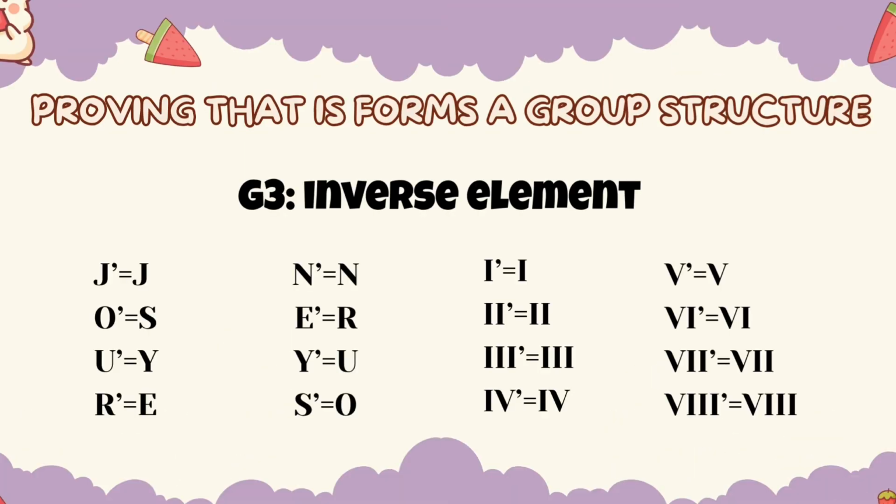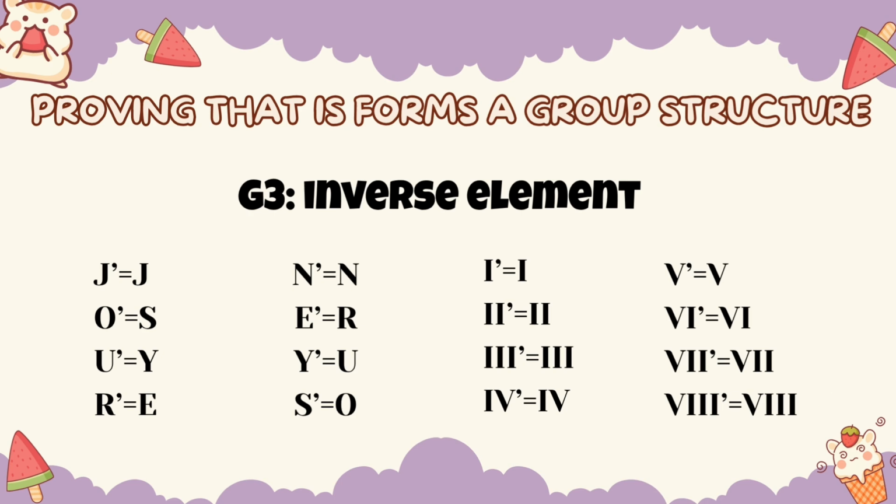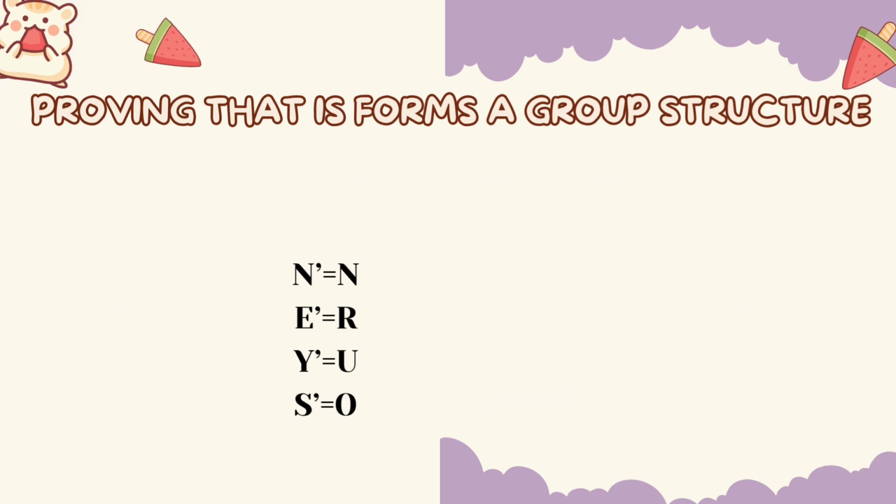And to conclude the inverses of the elements that we have: the inverse of J is equal to J, the inverse of O is equal to S, the inverse of U is equal to Y, the inverse of R is equal to E, the inverse of N is equal to N, the inverse of E is equal to R, the inverse of Y is equal to U, the inverse of S is equal to O, the inverse of 1 is equal to 1, the inverse of 2 is equal to 2, the inverse of 3 is equal to 3, the inverse of 4 is equal to 4, the inverse of 5 is equal to 5, the inverse of 6 is equal to 6, the inverse of 7 is equal to 7, and the inverse of 8 is equal to 8.